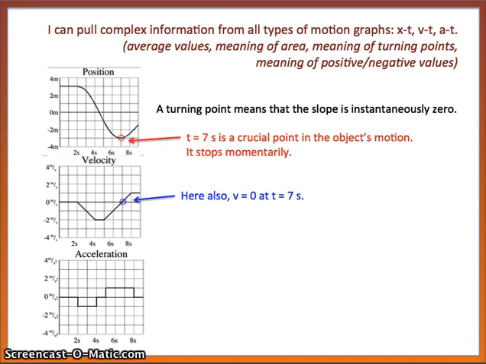This is where the slope on this graph would momentarily be 0, and so that means our object stops just for an instant. Maybe it has bounced, maybe it's hit a wall, maybe it's been thrown in the air. Just for some reason it has stopped for a split second. And you can see that in the second graph as well. Remember, the slope on the position graph tells us the value on the velocity graph. And so at 7 seconds, the value of the velocity is 0.